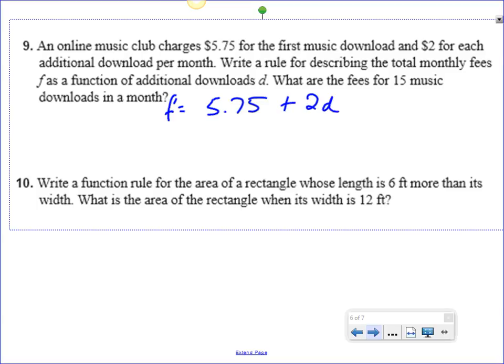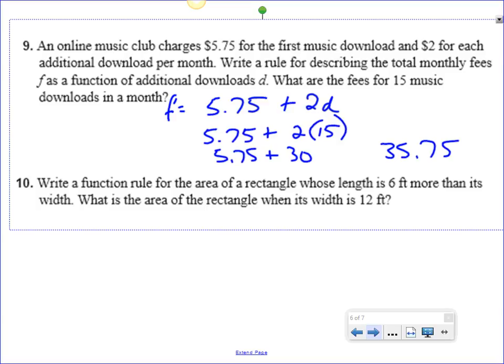$2 for every download. So, what are the fees for 15 downloads in a month? I'm going to take $5.75 and add on 2 times 15. Well, 2 times 15 is 30. So $5.75 plus 30 is $35.75.